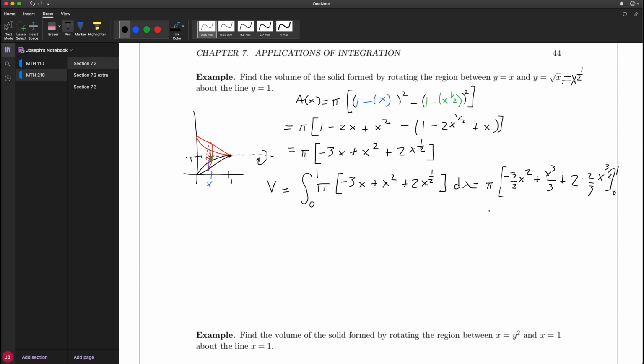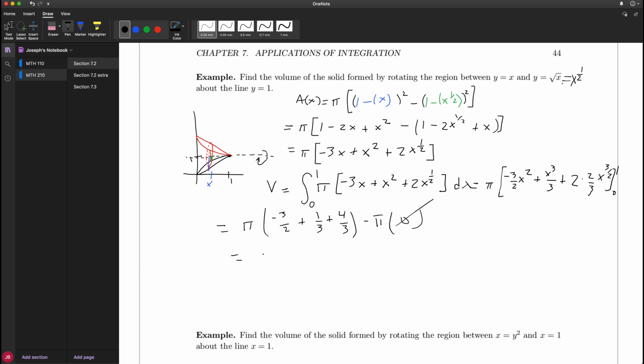And now we evaluate from 0 to 1. So plugging in 1, we get minus 3 halves plus 1/3 plus, it looks like that's going to be 4/3. We get 2 times 2/3 minus pi times, and we're plugging in 0, so this is nice. That's 0, and 0 to the 3 halves is also 0. So all that's gone. And we simplify this.